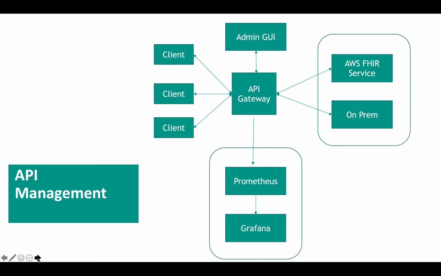We have a number of clients. They're all going to hit this API gateway. We can configure that API gateway through an admin GUI, and I'm going to show you a little bit about that in a second. That API gateway then communicates with upstreams such as a FHIR service in the cloud or on premises, and a number of other services such as Prometheus and Grafana, which are used for monitoring and visualization of FHIR metrics.